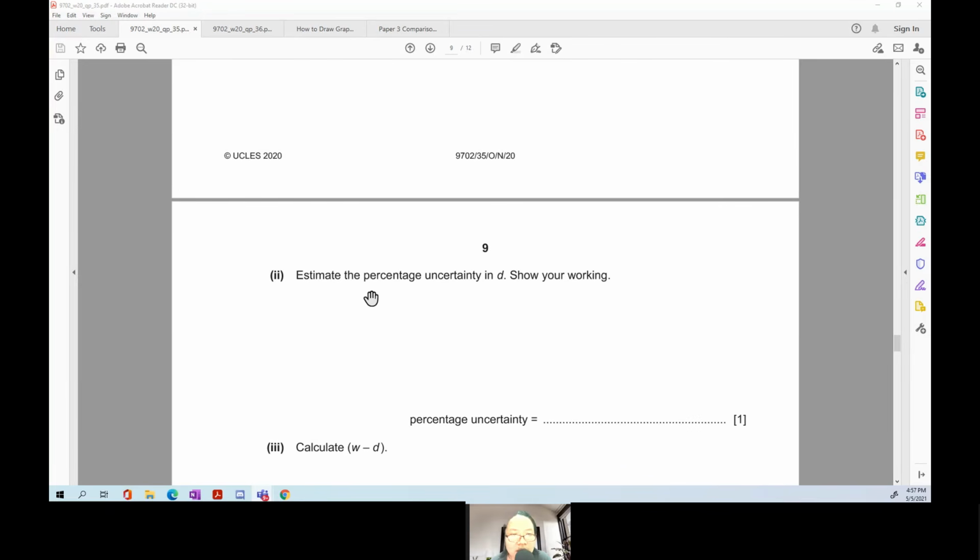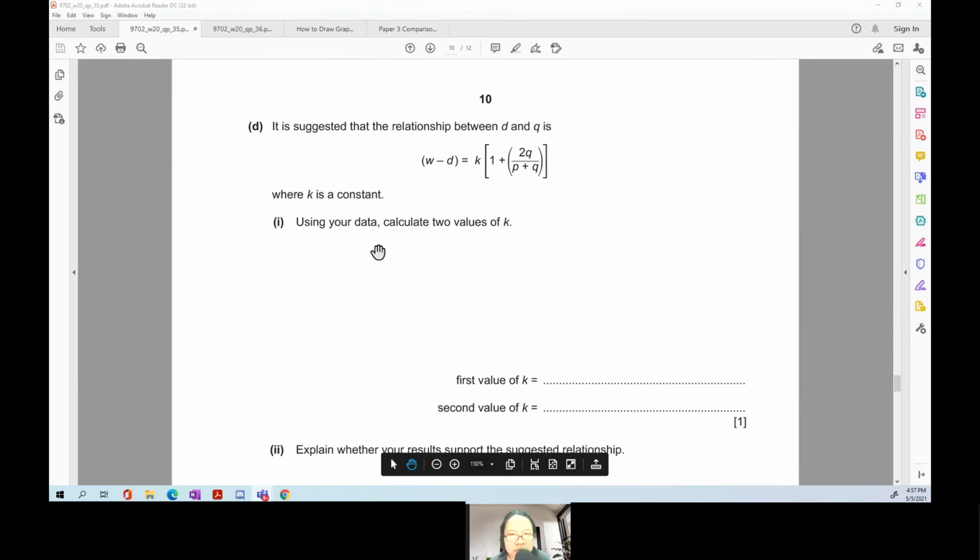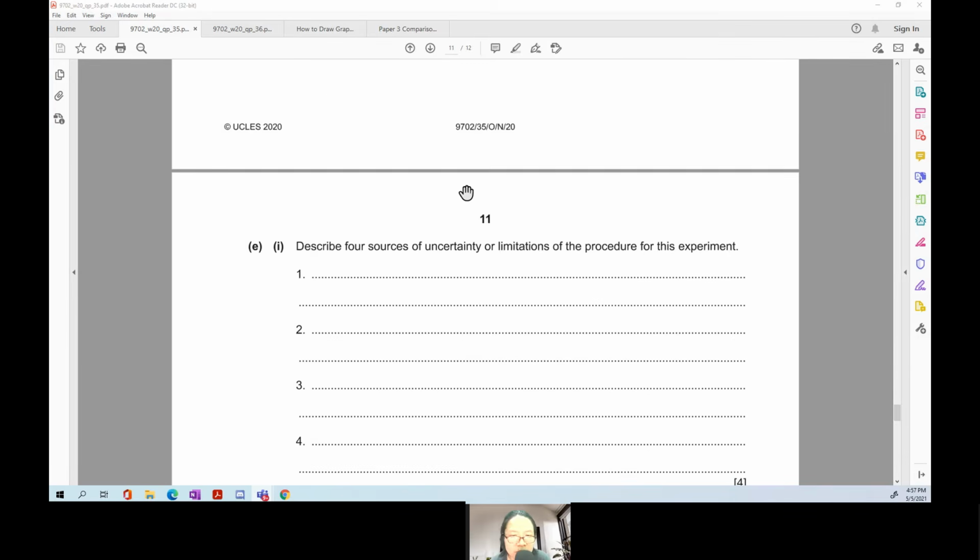Next. Estimate the percentage uncertainty in D. So it's the same idea. Calculate all this, no problem. And we're going to repeat and cut the card. So okay, we cut the card, we repeat the experiment, and then we find K values.